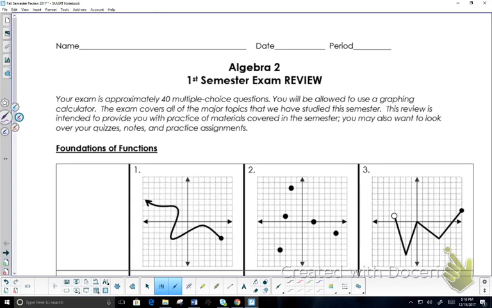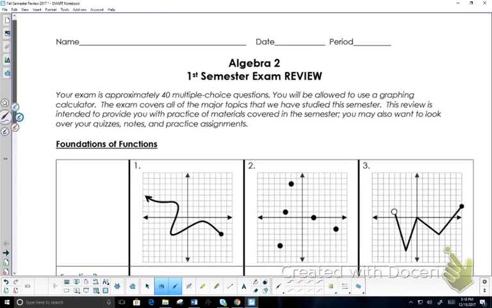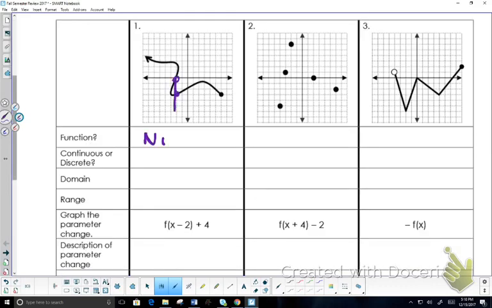So when you look at, is this a function or not? Well, if you look right in here, it's not going to pass the vertical line test. So no, this is not a function. Is it continuous or discrete? I can trace it without picking up my pencil, so we're going to go with continuous.